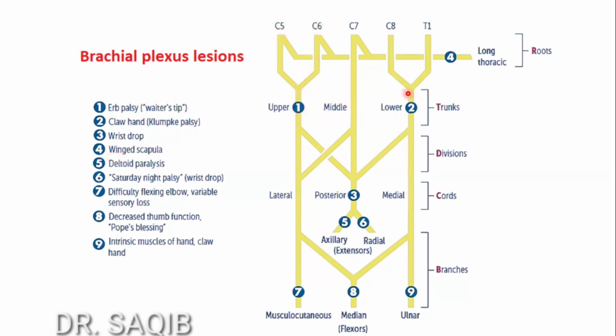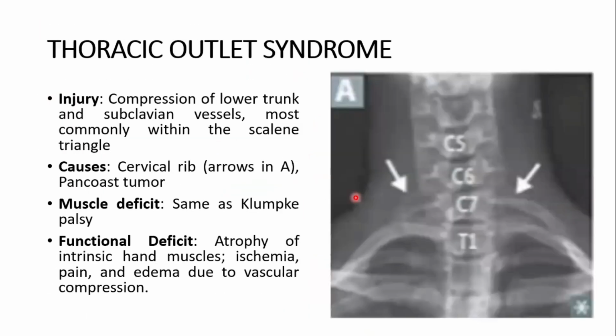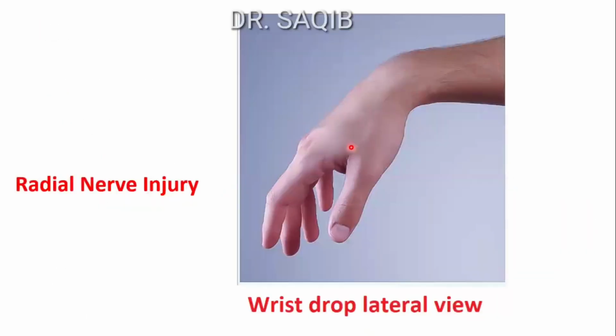And number two is claw hand, Klumpke's paralysis, by involvement of the T1 and C8 nerve roots, and this would be the lower trunk. This is the upper trunk, this is the lower trunk, number two. And number three is the wrist drop. You could see the posterior cord of the brachial plexus is involved. This is the cord at the posterior. And number three injury results in wrist drop. I will show you the picture of the wrist drop. So let's see it. Here you could see, this is the wrist drop.